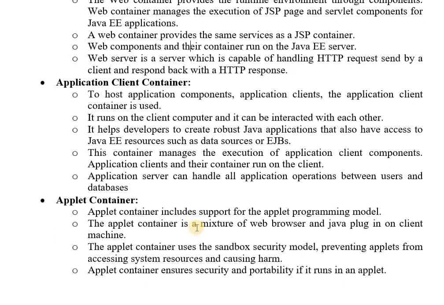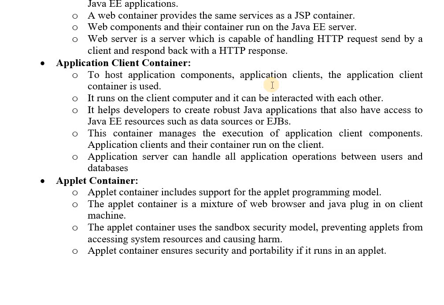Now, what is application client container? To host the application components or your application clients, the application client container is used. Now, the name itself tells you that this is going to run on the client machine. It is going to run on the client computer. Okay. Now, these containers, they help the developers to create robust Java applications which also have access to the Java EE resources like data sources or EJBs, etc.